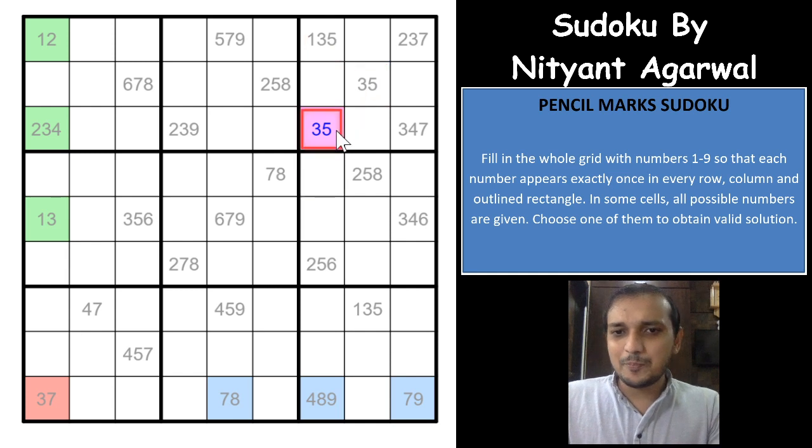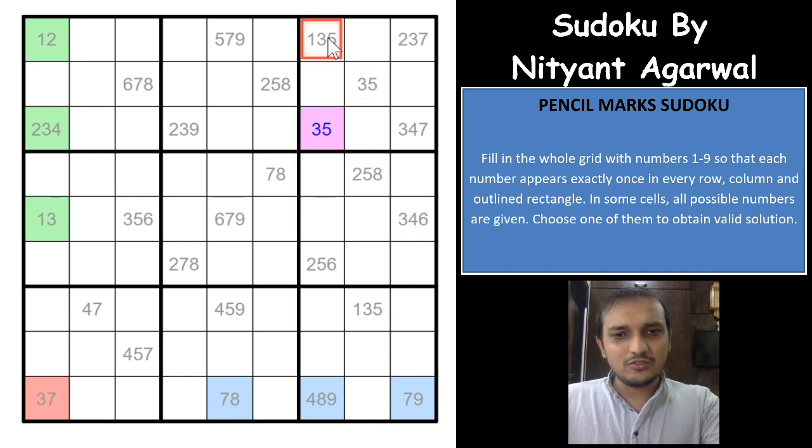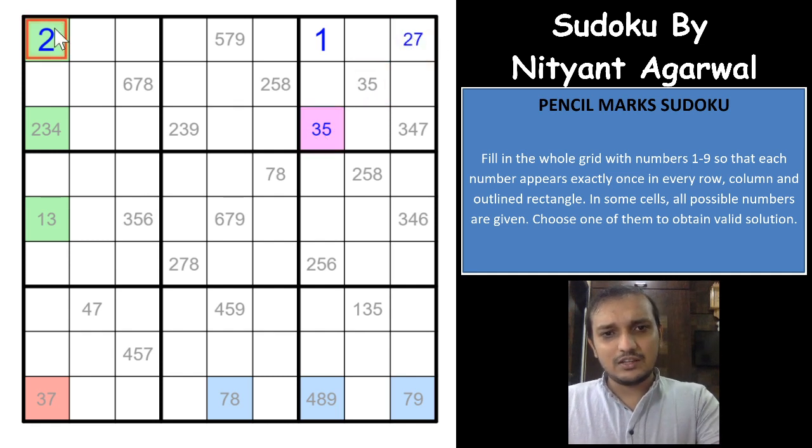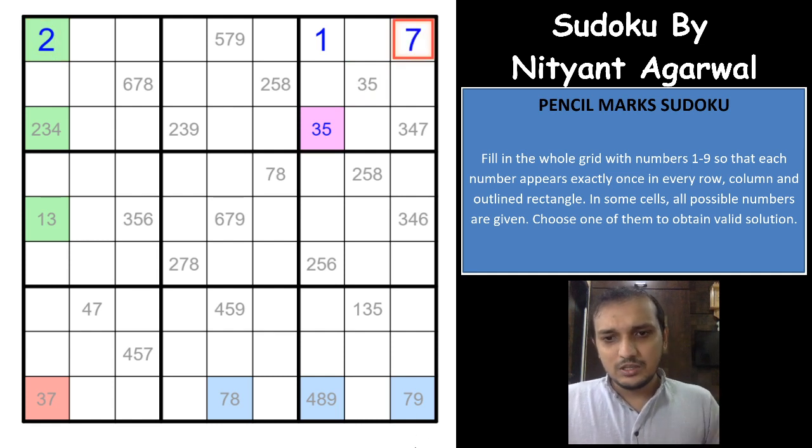So you have a 3-5 pair now. The moment you eliminate a 4 from here, you get a 3-5 pair, that gives you a 1 here, that gives you a 2 here, right? And this 3-5 pair eliminates 3 from this cell, and this 2 eliminates 2 from this cell, so that gives you a 7 here, that gives you a 9 here, right? And this 7 eliminates 7 from this cell, and the 3-5 eliminates 3 from this cell, so this becomes 4.